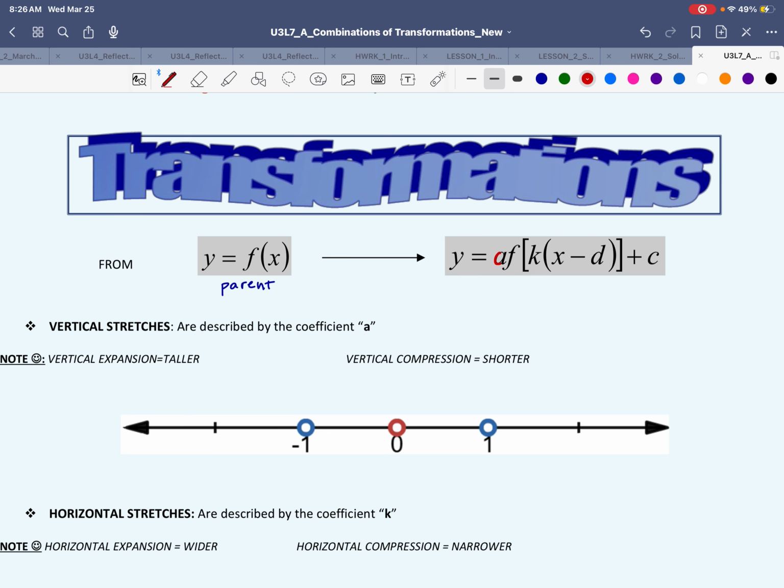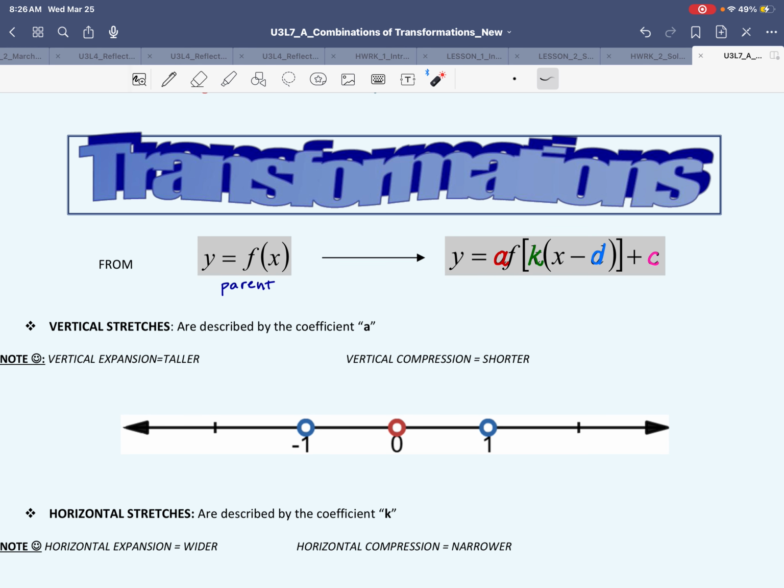So we can multiply the function by a coefficient a. We can multiply the x by a coefficient k. Remember, these are connected directly together. We can subtract a number from x that causes the horizontal translation, or we can add a number to the function itself, so to the y values or to f of x, and that's the vertical translation.